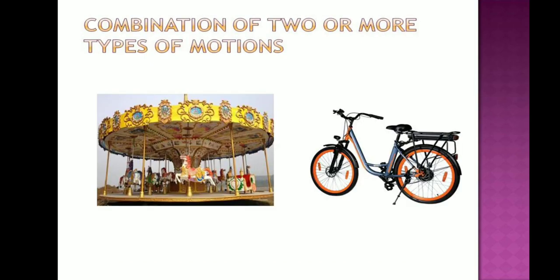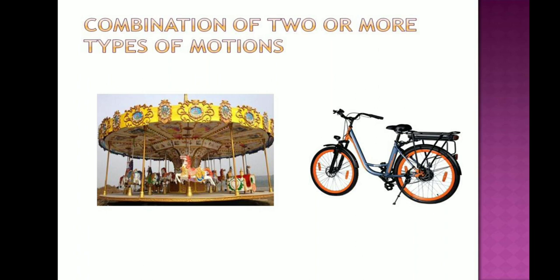Combination of two or more types of motion. The first one is the merry-go-round. If we consider the merry-go-round as a whole, then it shows a rotational motion because it turns on an axle. But the outer part of the merry-go-round shows circular motion. So a merry-go-round has two types of motion at the same time, that is rotational and circular motion.